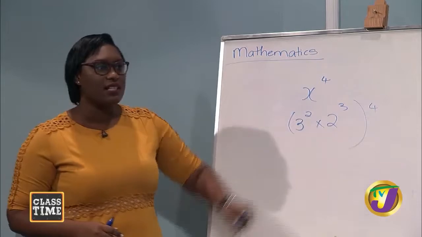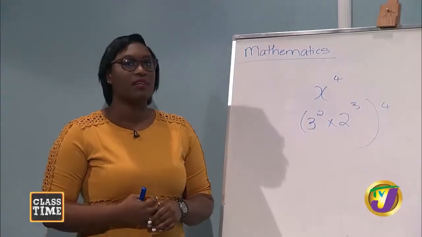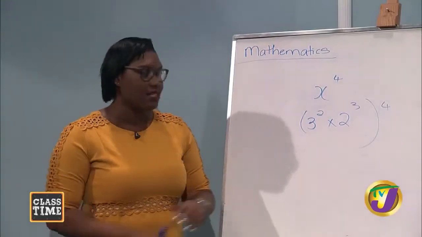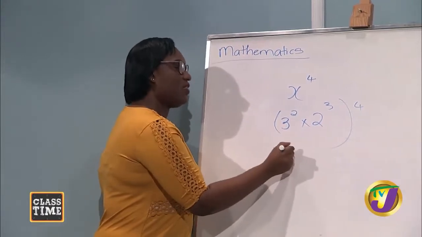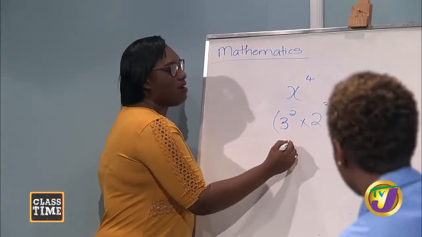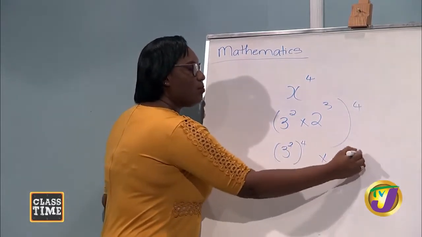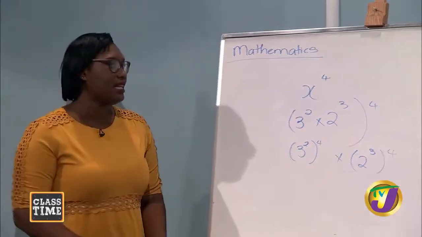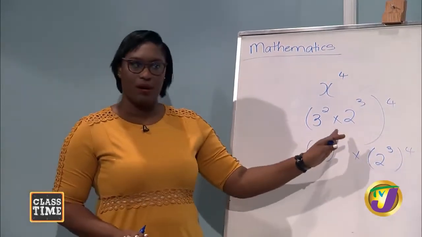Which one of the laws do you think we need to draw on here? Well, when a base is raised to a power and then to another power. Oh, so it's a power to power one. Yes. So let's see what happens. We could break this down further: 3 squared all to the 4th power multiplied by 2 cubed all to the 4th power. So now you can see power to power.